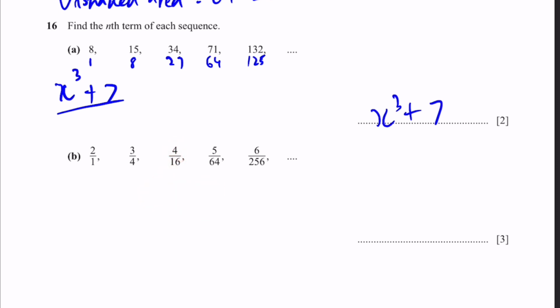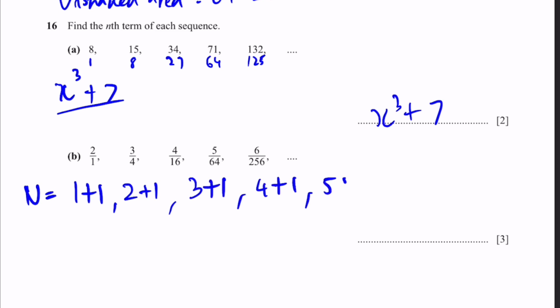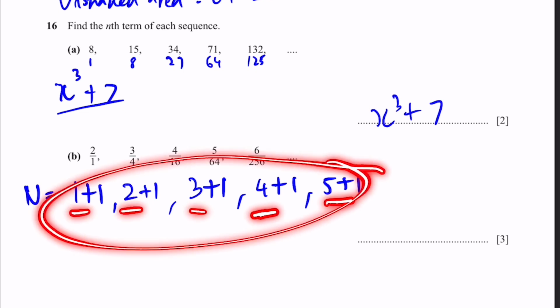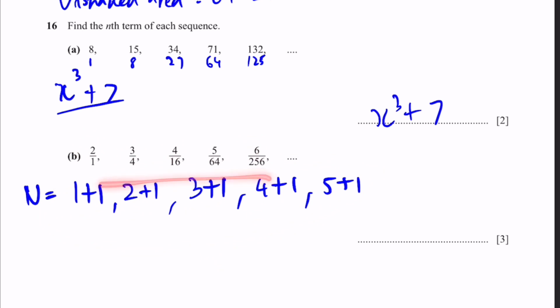First, let's write the numerator sequence. That's 2, right? So we can write that as 1 plus 1. And then 3, 2 plus 1. 4, 3 plus 1. 5, 4 plus 1. 6, 5 plus 1. Why are we doing this? Because now we have 1, 2, 3, 4, 5, which are the n values, right? And then we just add 1 to them to get the numerator. See where we're going? Now we can do a similar thing with the denominator. First of all, this is n plus 1.